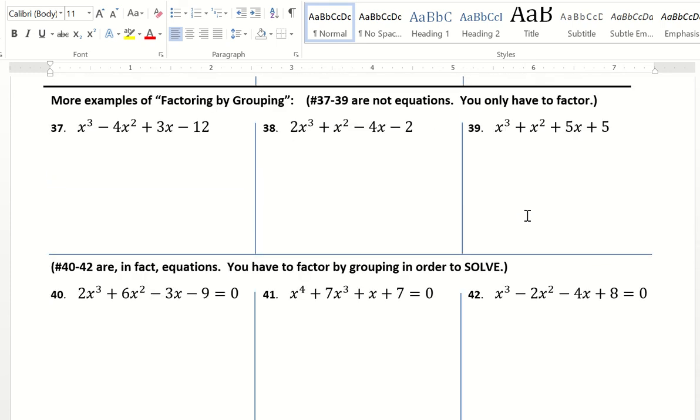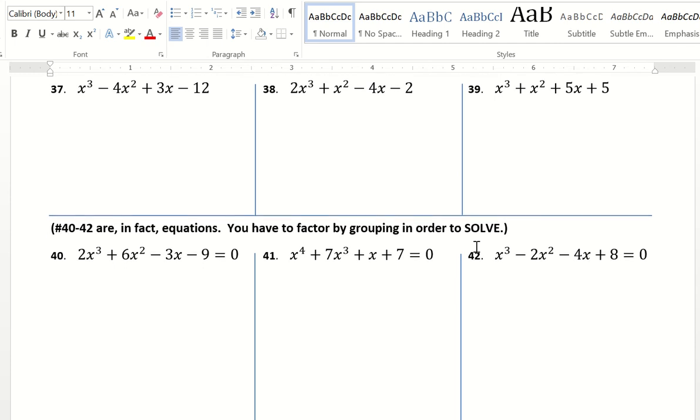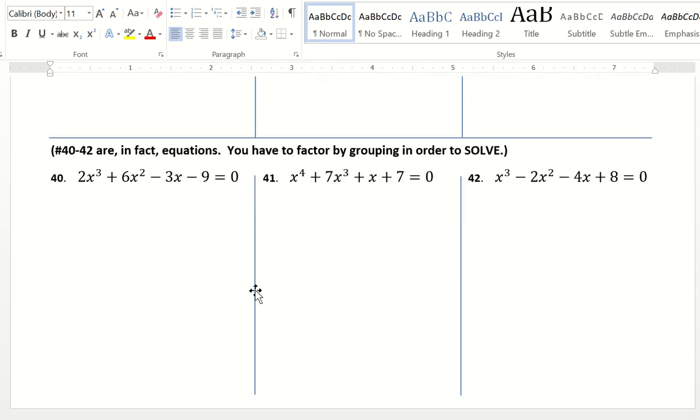And then this last bunch, I just threw on a few more like factoring by grouping. So remember, people, these are just factoring. You don't have to do any solving. But these are actual equations, and so you're going to go all the way to solving for x, okay? Let me know if you have any questions.